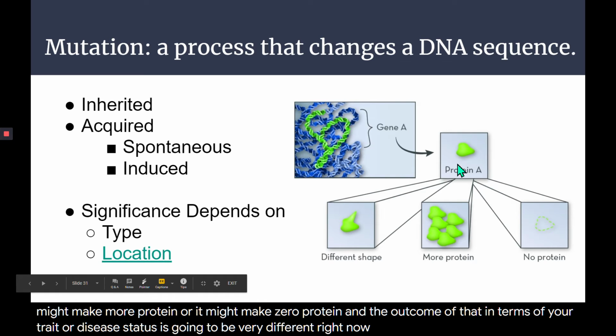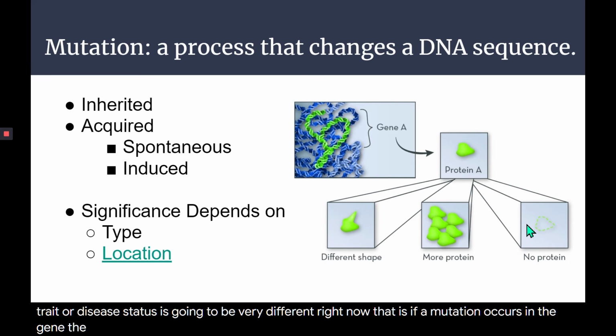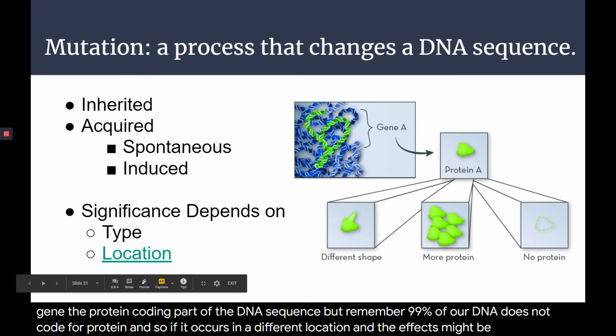Now, that is if a mutation occurs in the gene, the protein coding part of the DNA sequence. But remember, 99% of our DNA does not code for a protein. And so if it occurs in a different location, then the effects might be different.